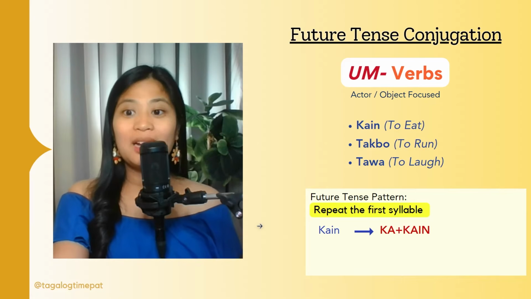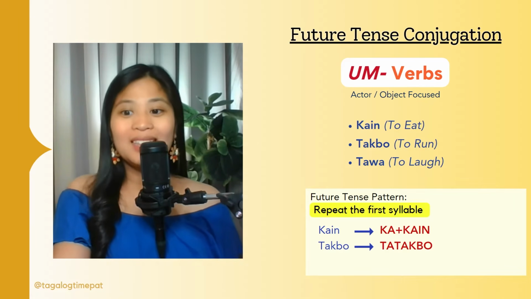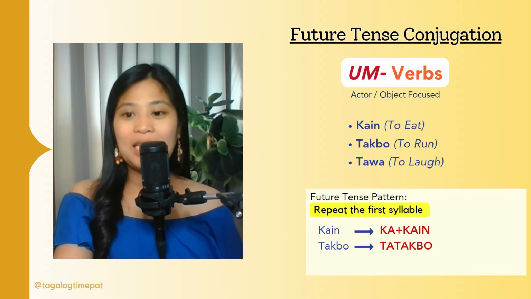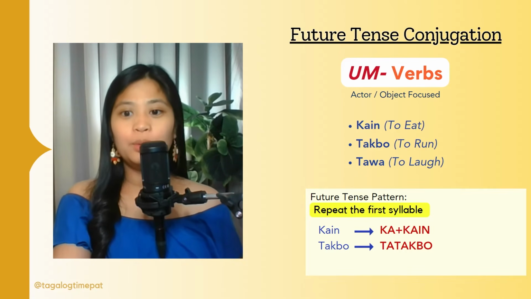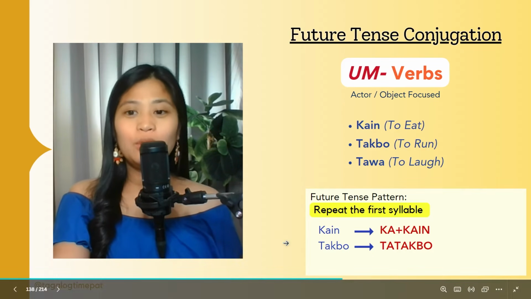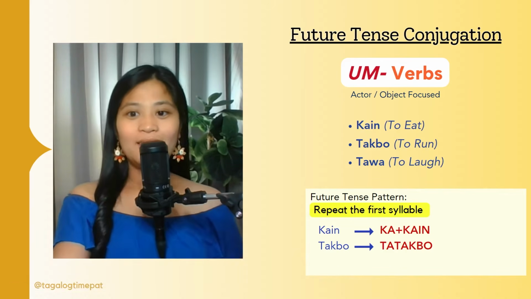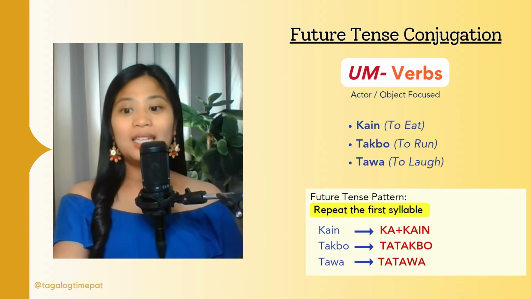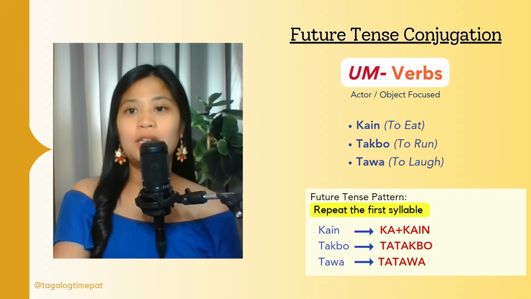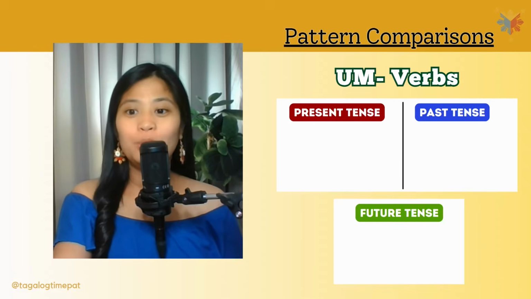So let's take a look at takbo, which means to run. Takbo in the future tense becomes tatakbo. Tatakbo sila. They will run. Again, you're just repeating the first syllable. You give it a try. What do you think tawa, to laugh, will be in the future tense? All right, tawa will be tatawa. Tatawa sila, they will laugh. So you're just repeating the first syllable for the future tense conjugation of verbs.